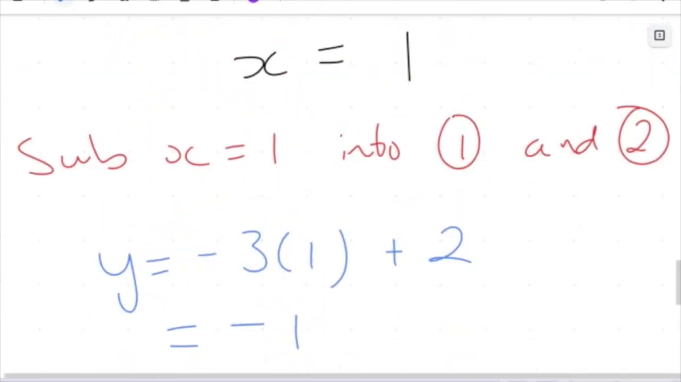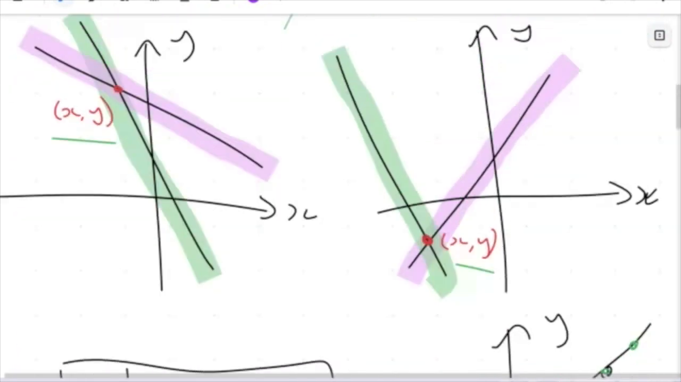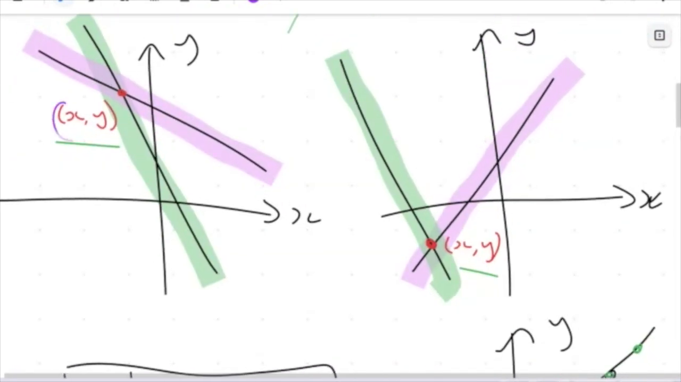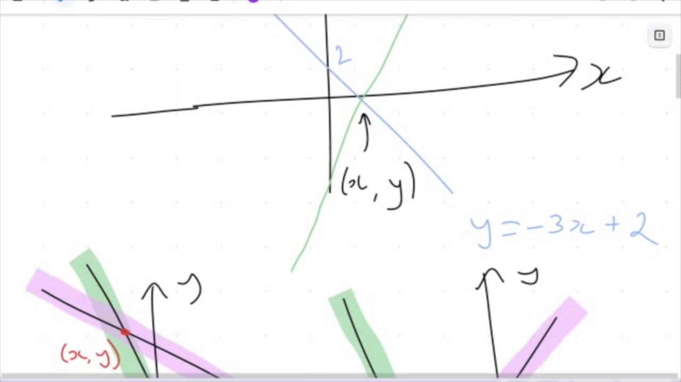Now, why does that work? Because this is the intersection point. That's where both of these values, x and y, are the same for both lines. And if I look here, I mean, I haven't drawn it very well, but that's kind of roughly where these were to intersect. My x coordinate is 1. My y coordinate is negative 1.